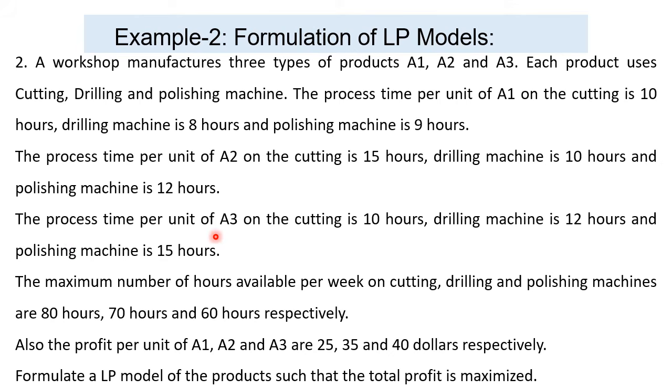The process time per unit of A3 on cutting is 10 hours, drilling 12 hours, and polishing 15 hours. But the maximum number of hours available per week on cutting, drilling, and polishing machines are 80, 70, and 60 hours respectively. These are the limited resources that we have. Also, the profit per unit of A1, A2, and A3 are $25, $35, and $40 respectively. Thus, formulate the linear programming model of the product such that the total profit is maximized. So, we are formulating a maximization problem.